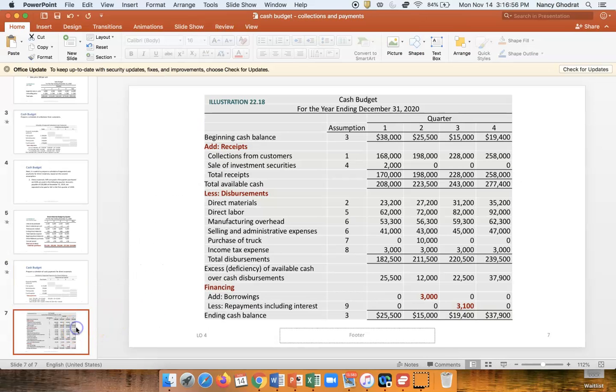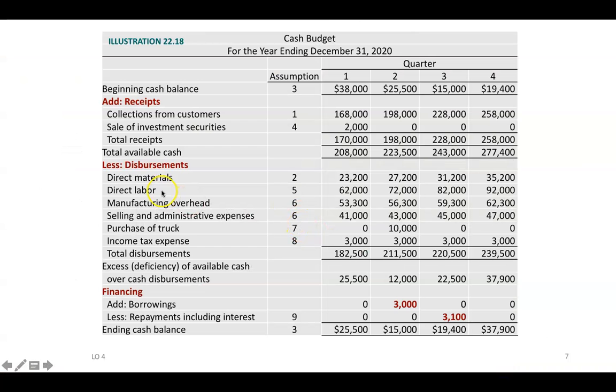That's how we arrive at the payment for direct material for each quarter, and that's going to show up in your cash budget as the direct material disbursement, the total that we got from the schedule of payment.